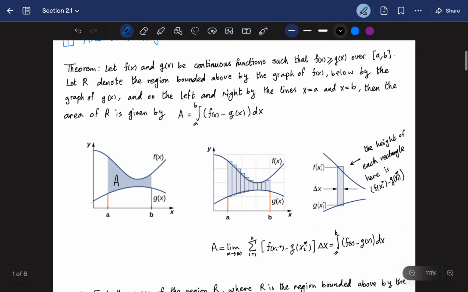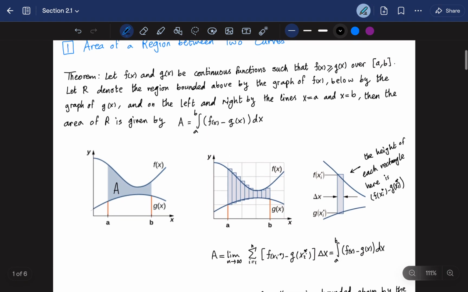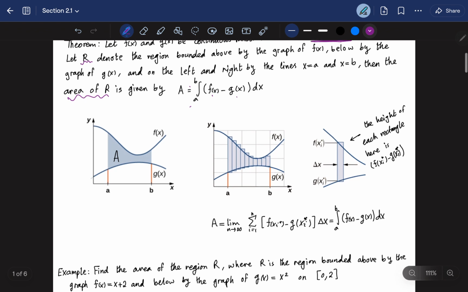So let's start with the first theorem for today. Let's assume that I have two functions, f and g, that are continuous, and f is bigger than g over a certain interval [a, b], and let me denote R to be the region bounded above by f, below by g, and left and right we have lines x equals a, x equals b. Then we can find the area of the region A to be the integral from a to b of f minus g. So let's look at the graph to understand it more.